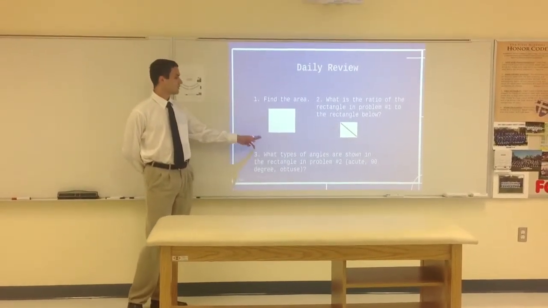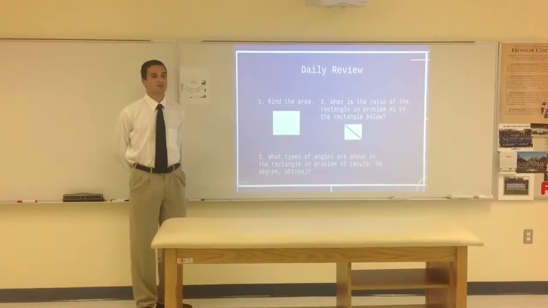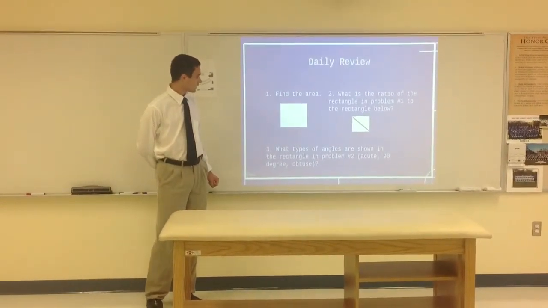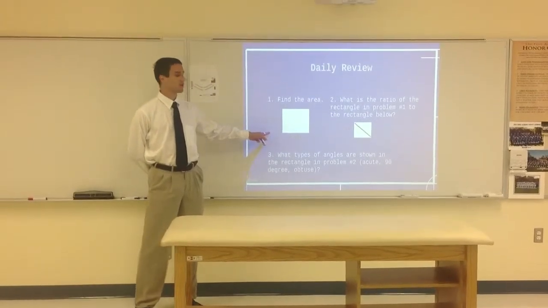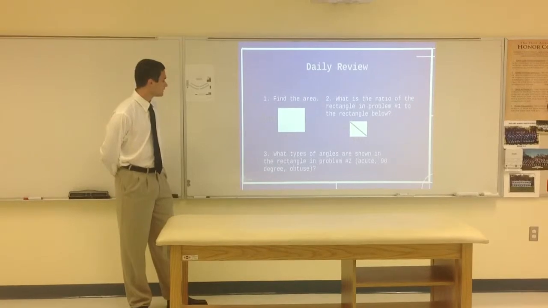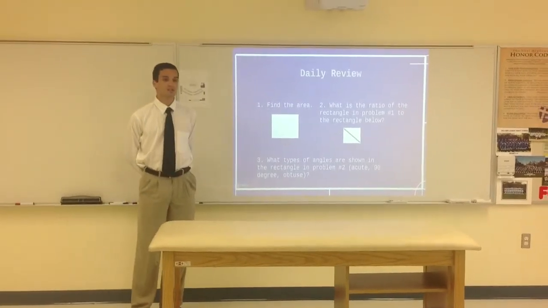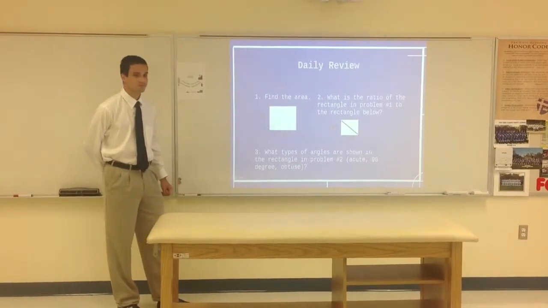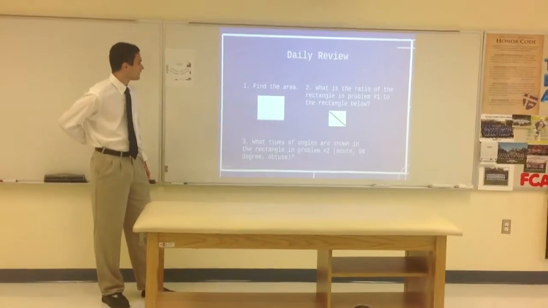To start off, what would be the length of the longest side of the rectangle right over here? 4 inches. Alright, and what would be the length of the shortest side, right over here? The 2 inches. So given that information, what would the area of this rectangle be right here? 8 inches squared. Very good.